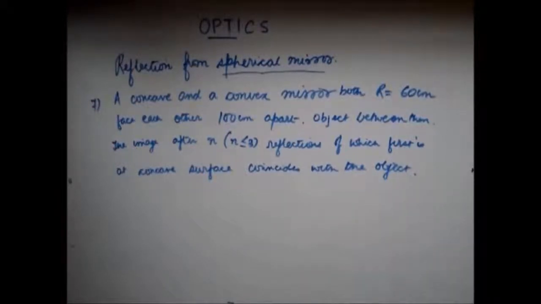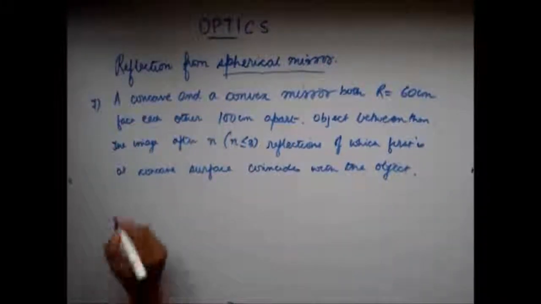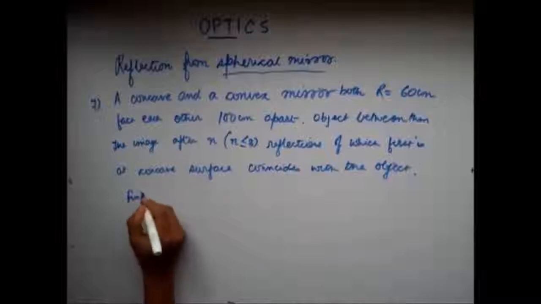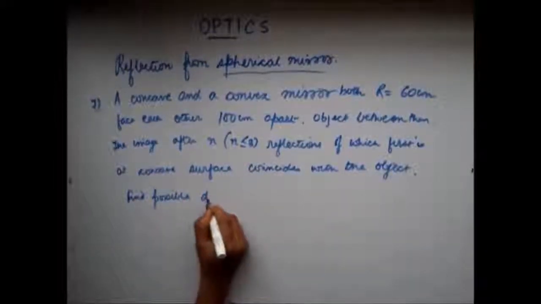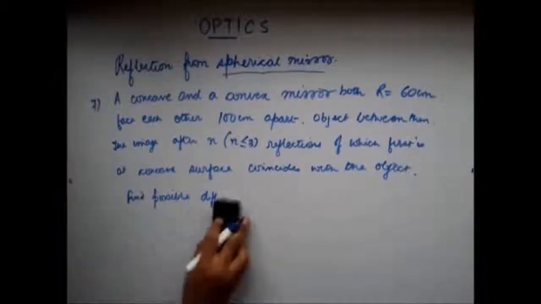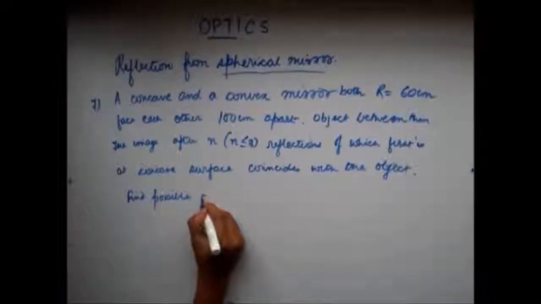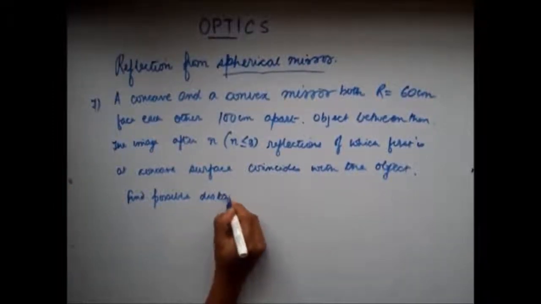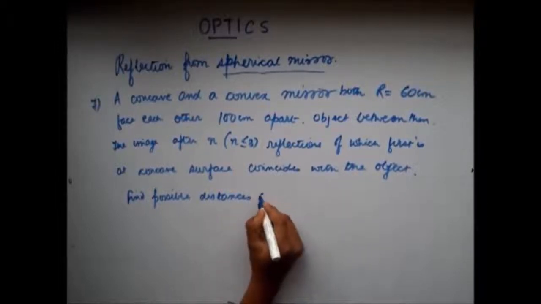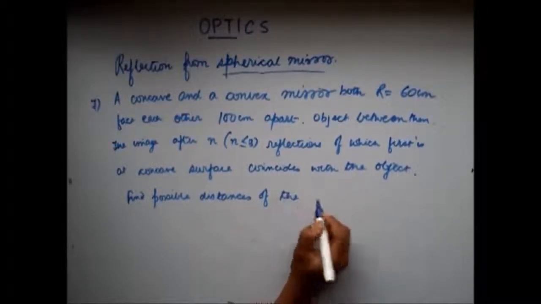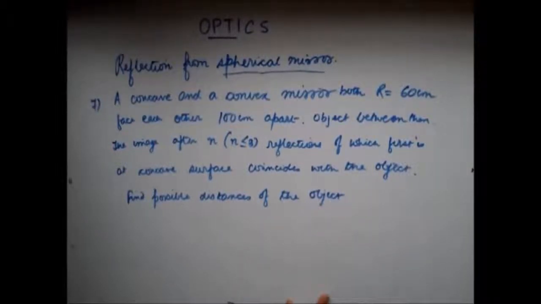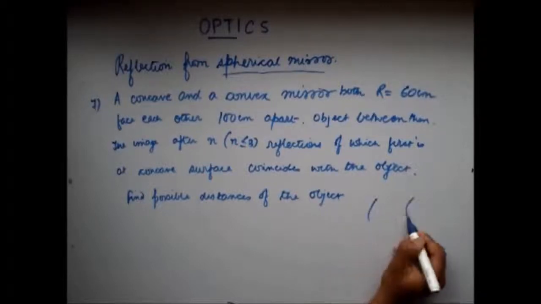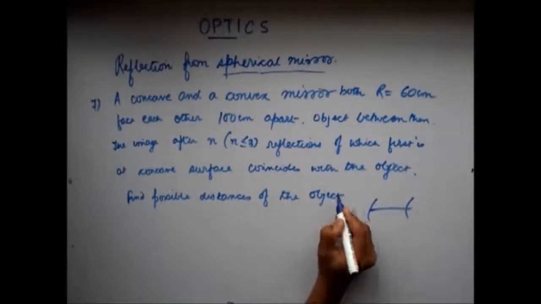Okay. Now the question is, find possible distances of the object from the concave mirror. Basically, I need to find the position of the object on this axis.